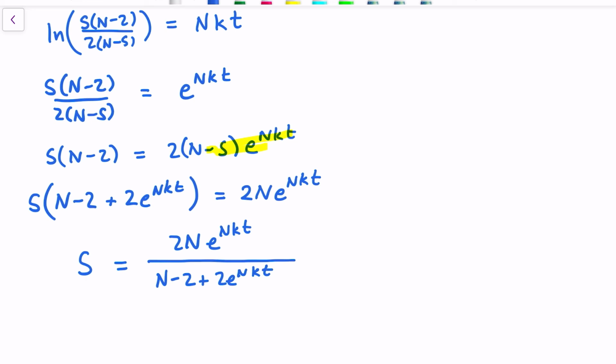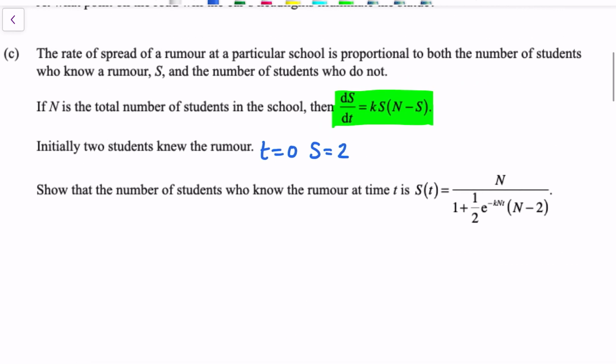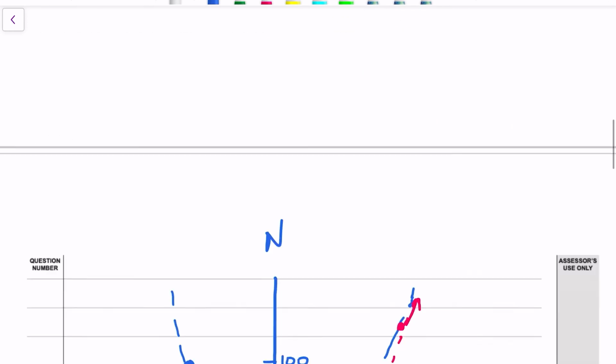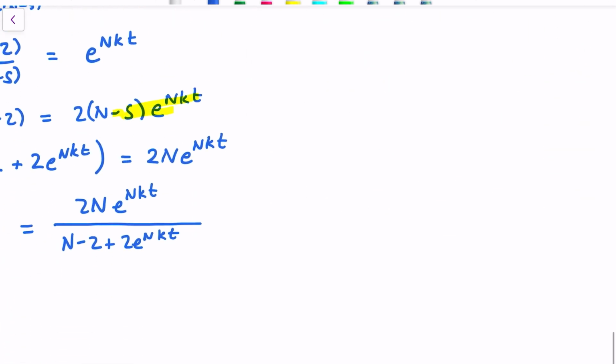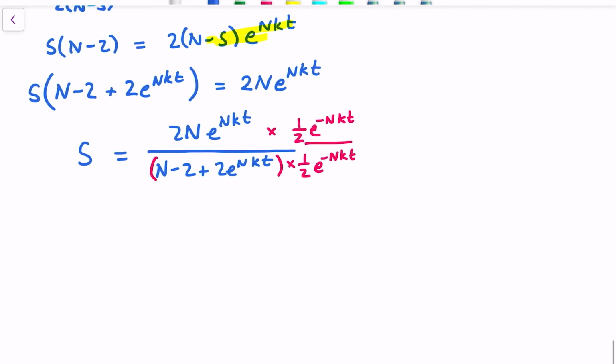Now, I don't know if you noticed, but in the solution we're heading for, the only thing in the numerator is an n. So I need to divide out that thing at the top. So if I times by a half, that will get rid of the 2. And I also times by e to the minus nkt. That will ensure there's only an n left, and I just have to do that on the bottom as well. To times the whole thing by 1, so I haven't changed the solution at all, just make it look different.